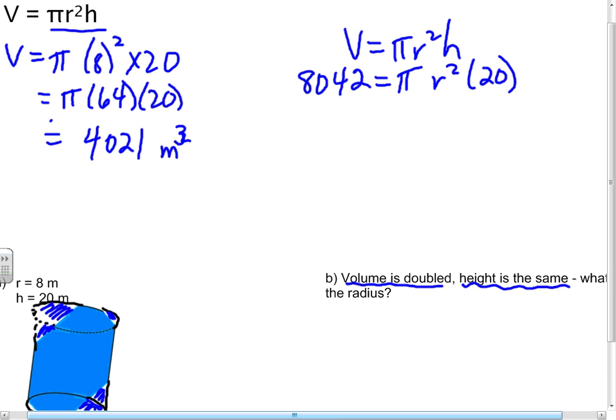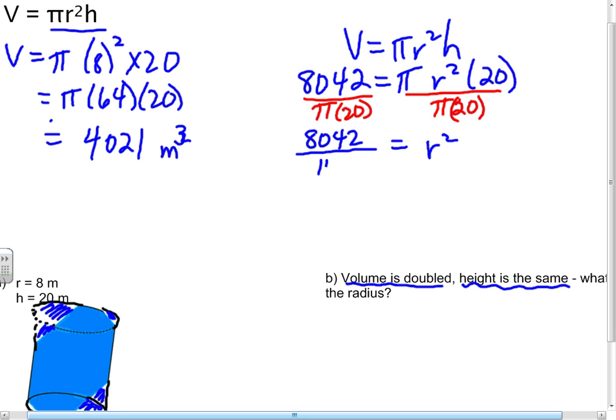I want to solve for radius. So if I have radius squared being multiplied by pi and 20, I'm going to divide both sides by pi times 20. So my radius squared is equal to, I'm going to type in my calculator, 8,042 divided by pi times 20, and I'm going to tell my calculator to put that in brackets so that it does the denominator as one thing. It keeps our order of operations straight. Make your brackets your friends.